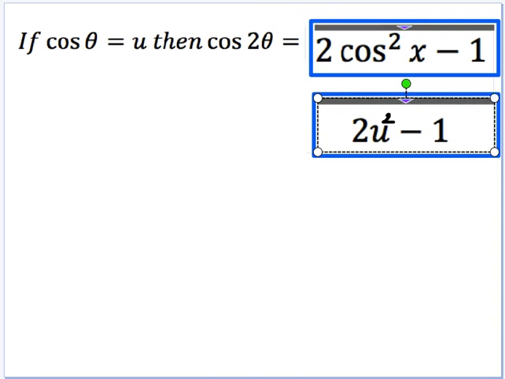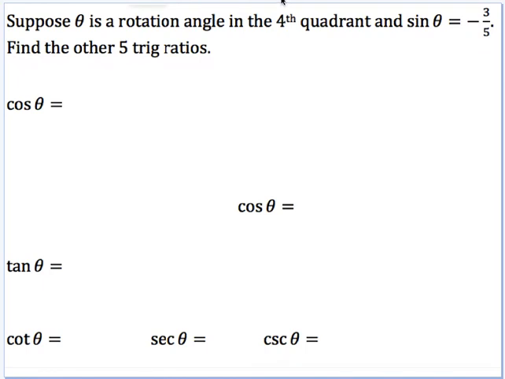Make this bigger. There. So we would just replace cosine x with u, and we'd have 2 times u, because cosine x up here is squared, the u is also squared, and then minus 1.